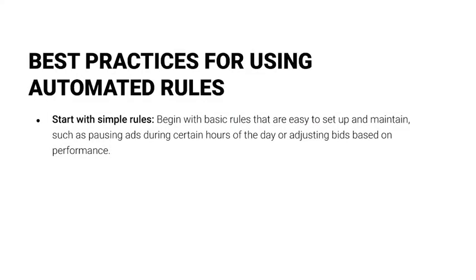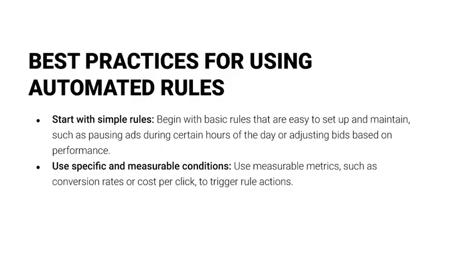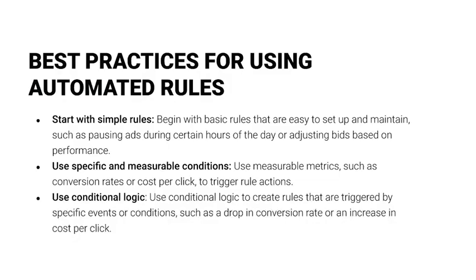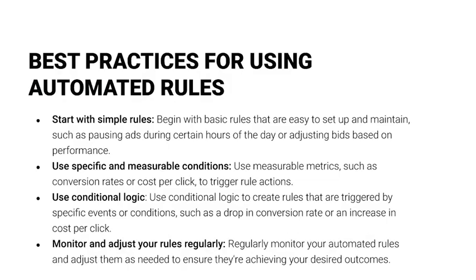So best practices for using automated rules. You're going to start with some simple rules. Begin with basic rules that are easy to set up and maintain, such as pausing ads during certain hours of the day or adjusting bids based on performance. Use specific and measurable conditions. So use measurable metrics such as conversion rates or cost per click to trigger action rules. Use conditional logic. So use conditional logic to create rules that are triggered by specific events or conditions, such as a drop in conversion rate or an increase in the cost per click. Monitor and adjust your rules regularly. Regularly monitor your automated rules and adjust them as needed to ensure that they're achieving your desired outcomes.